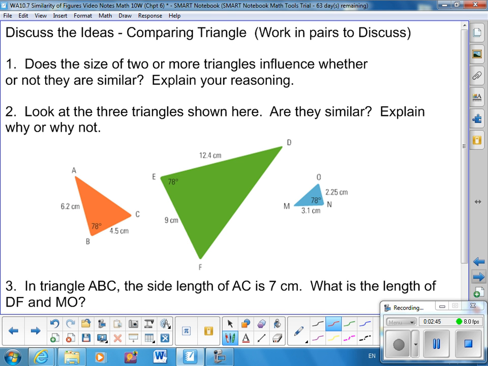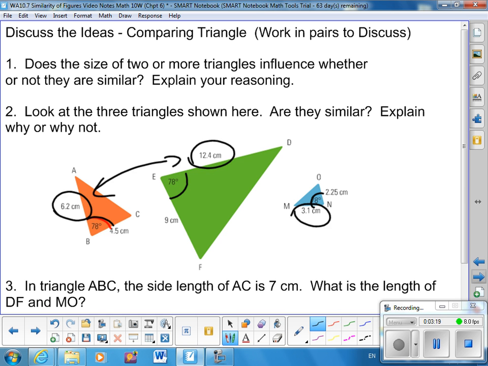Well, when you're looking at these triangles, they're in different positions on the picture. So we have to look to see, well, we have a 78-degree angle here, a 78-degree angle here, and a 78-degree angle here. So we do have a corresponding angle that is congruent. But we need to see if the corresponding sides are in proportion. So these three sides are corresponding, even though the sides are in different positions.